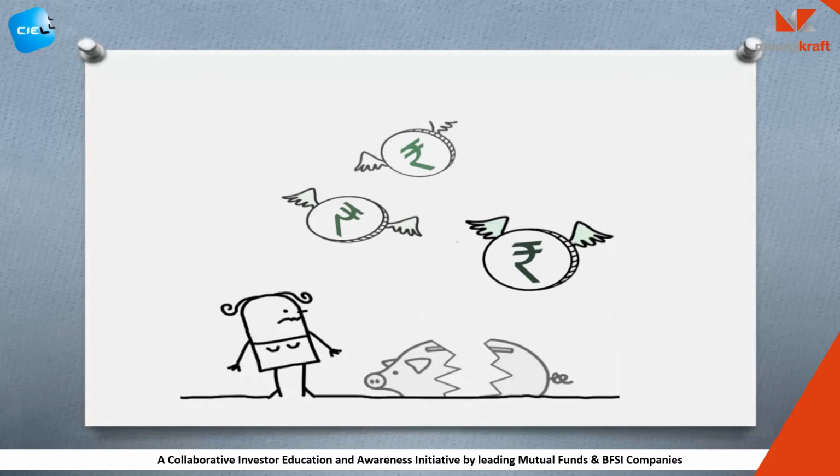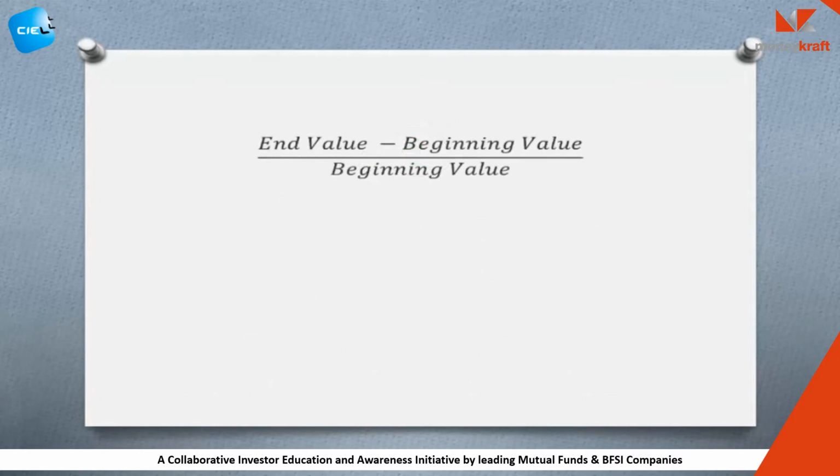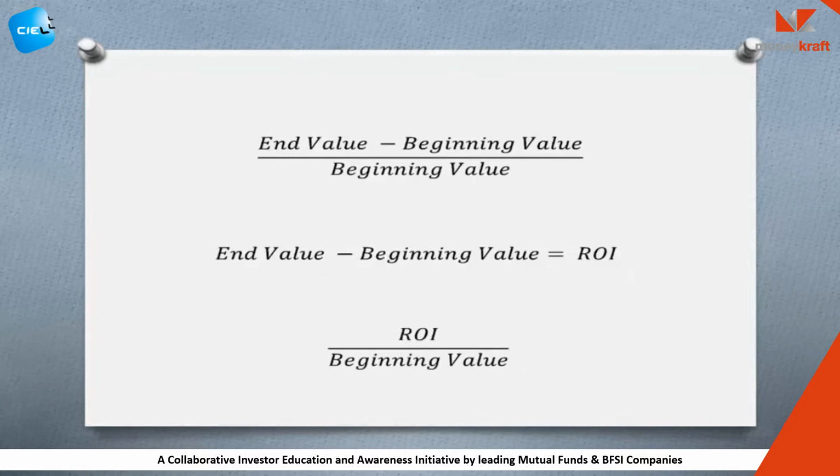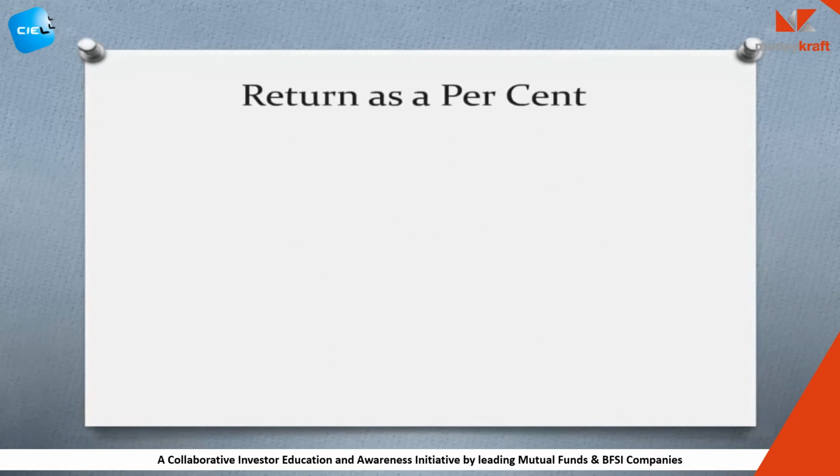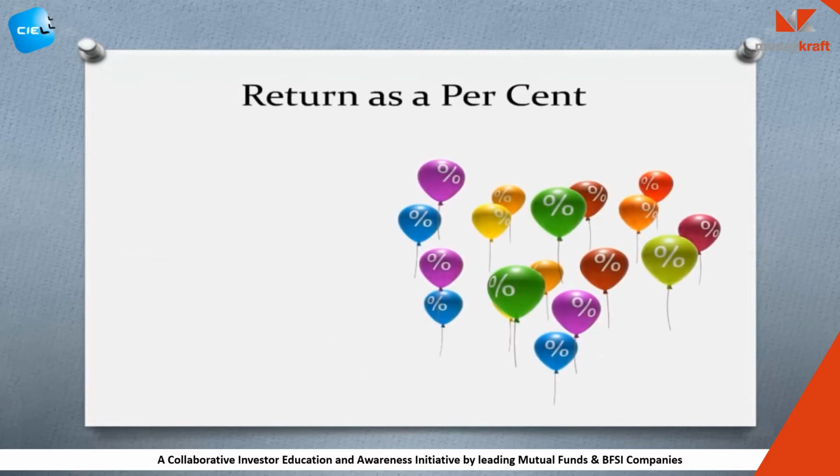or the starting value. Therefore, absolute rate of return may be computed as end value less beginning value divided by beginning value. End value less beginning value is the return on investment. Hence, absolute return may be rewritten as return on investment divided by beginning value. Absolute rate of return is computed in percent terms.